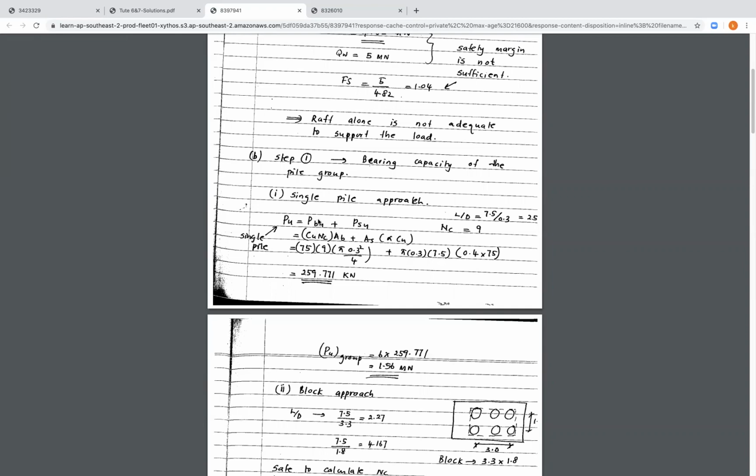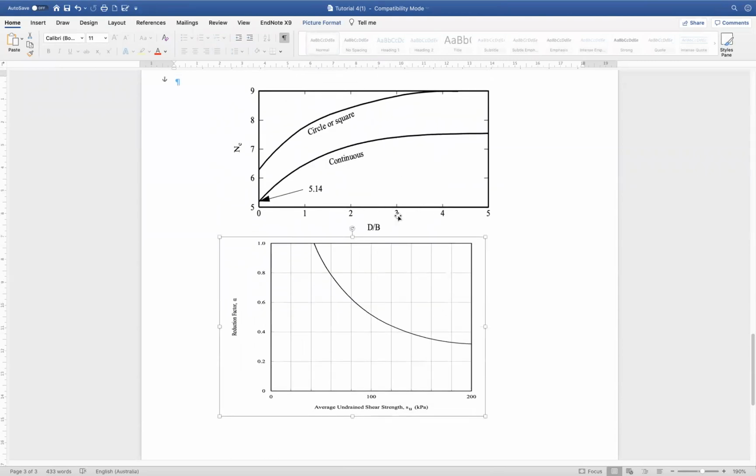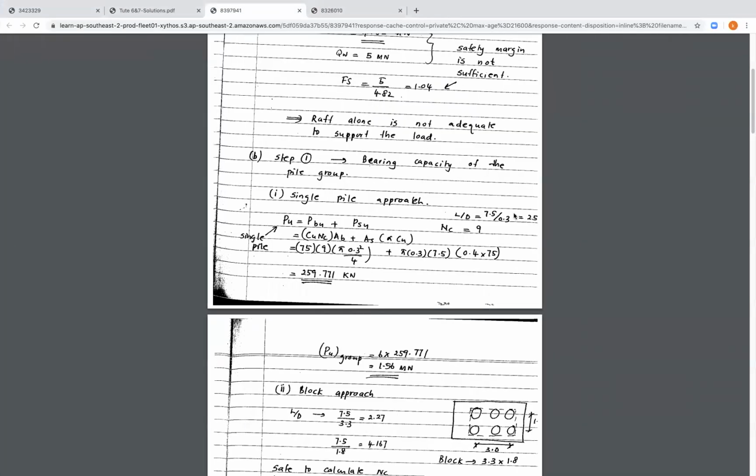So it's going to be fb multiplied by Ab plus As multiplied by fs. So we need just to substitute these values here. And obviously the value of cu is equivalent to 75. The value of Nc, we can find from this chart here, after finding the value of L over D, the length of the pile over the diameter of the pile. Anything over 4 will give us an Nc value equivalent to 9. And obviously we got a value of 25 as the length over diameter ratio, and that will give us Nc equivalent to 9 according to the previous chart.